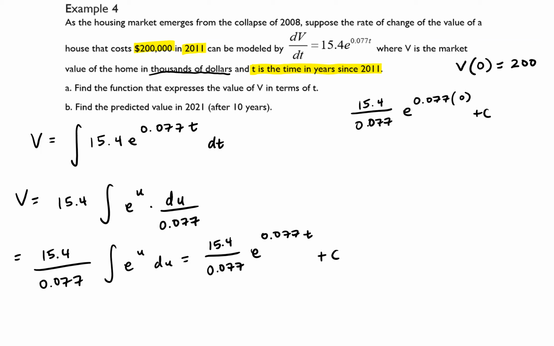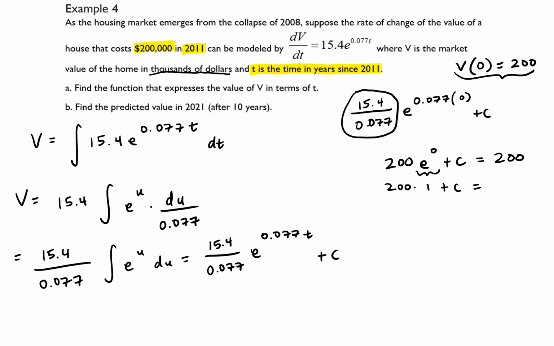So it's still going to be equal to 200. Let's rewrite this. So we have 200 e to the, if we multiply 0.077 times 0, that's just going to be 0, plus c, and then we still have that v of 0 is equal to 200. So e to the 0 power, this thing is going to be 1. So we have 200 times 1 plus c equals 200. And we get 200 plus c equals 200. And then we get c equals 0.